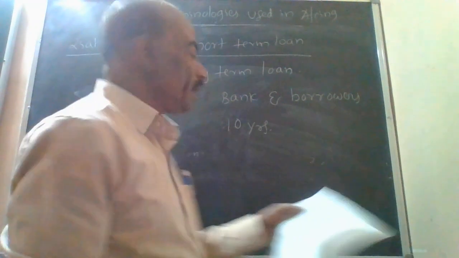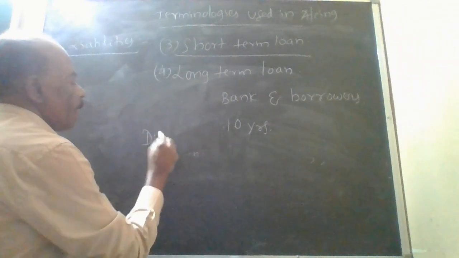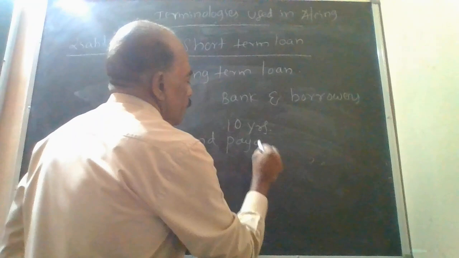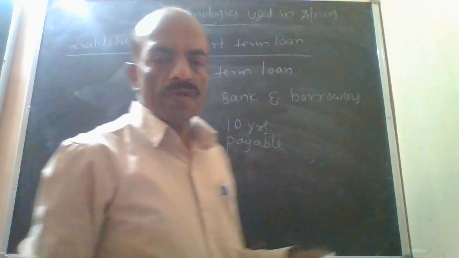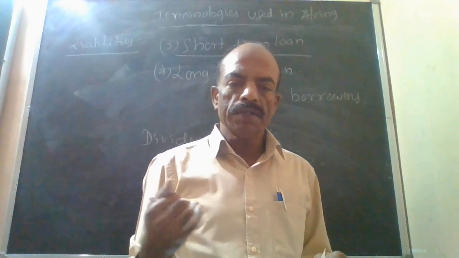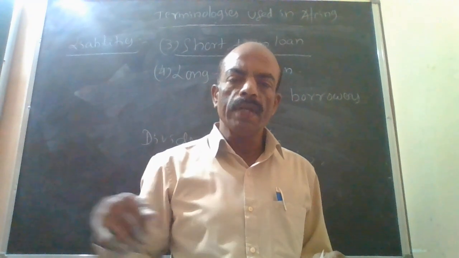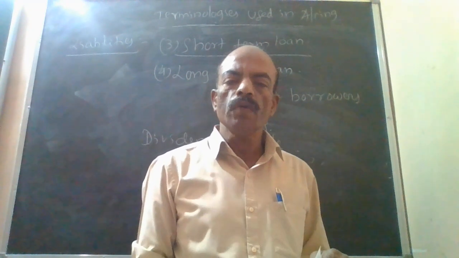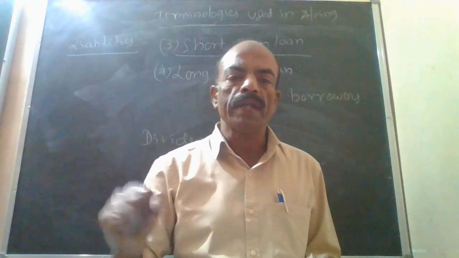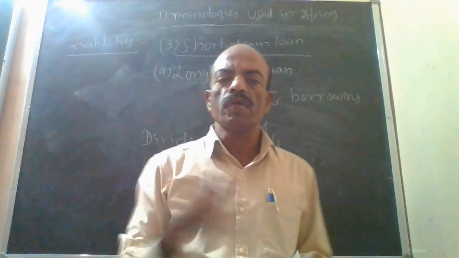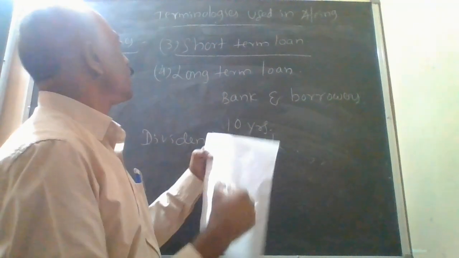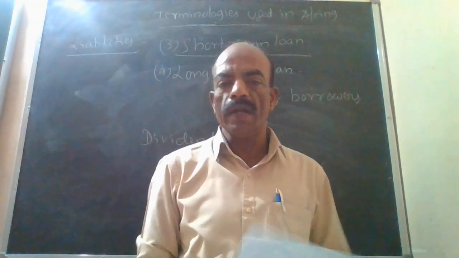So that is also another liability. And another is dividend payable. After issuing the share capital to the public, we are collecting the money from the shareholders. After collecting the money from the shareholders, we have to pay the dividend per annum. Per year, we have to pay the dividend. So that is also another responsibility, liability.